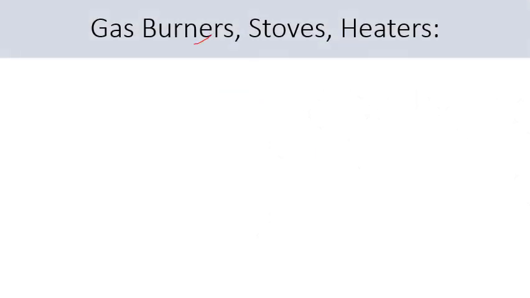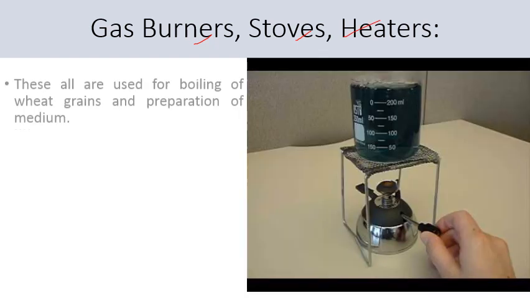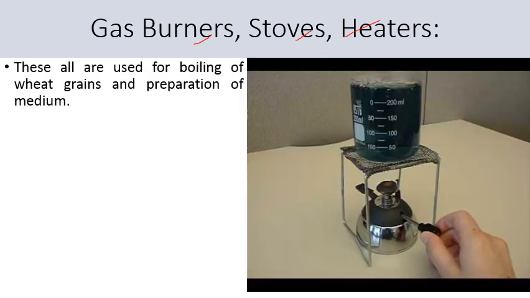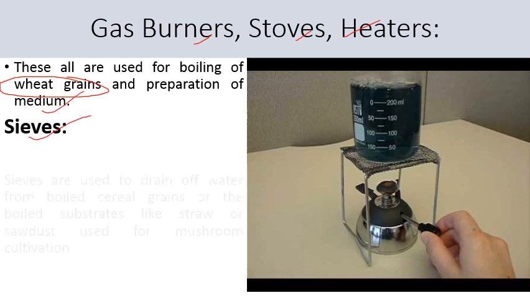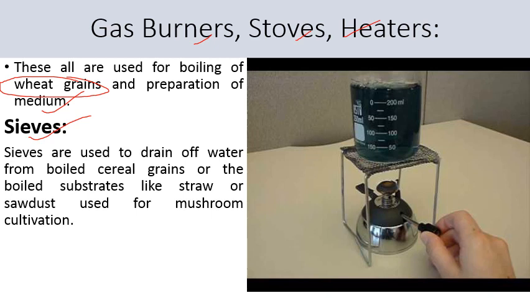Next comes gas burner stove heaters. These all are used for boiling of wheat grain and preparation of medium. The next is sieves. These pipe-like structures are used to drain off the water from boiled cereal grains or boiled substances like straw or sawdust used for mushroom cultivation. So the remaining water is drained off using these sieves.